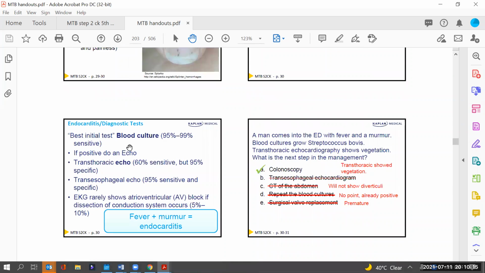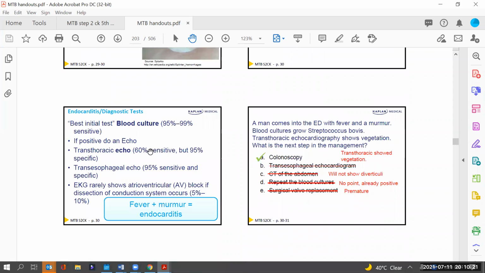So what we are going to do, best initial test, we will always go for blood culture because we have to rule out which bacteria is there. So 95 to 99%. If positive, do an echo. So whenever blood culture is positive, we'll go for echocardiography.